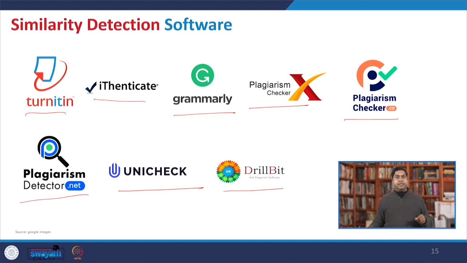But it is not only text. If you copy an image, or copy a graph, or convert a graph to a table or a table to a graph without proper attribution, citation and credit, this is equivalent to an act of plagiarism.